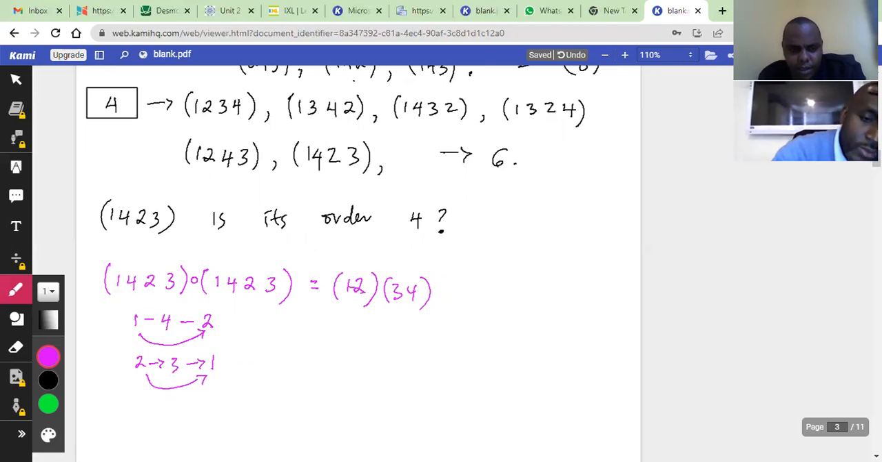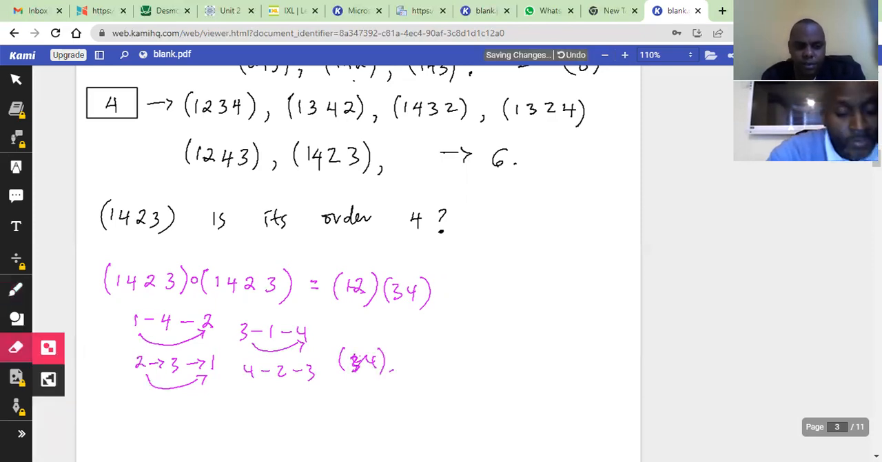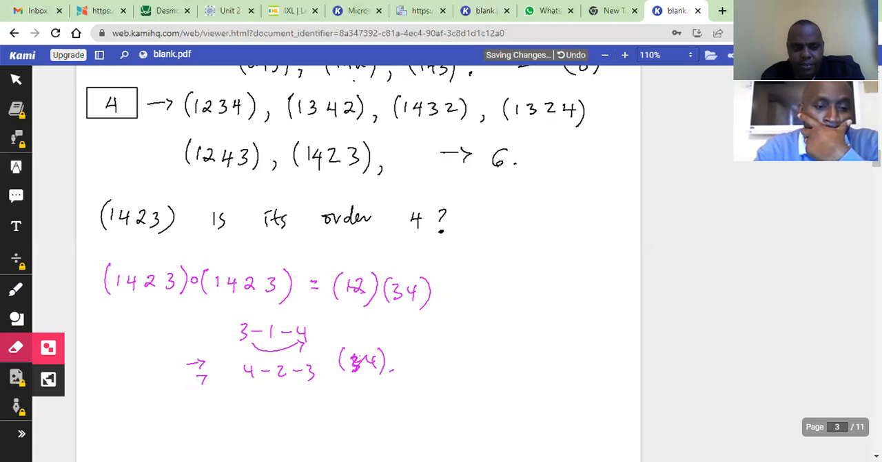And then we ask ourselves about 3. 3 goes to 1 in the first one, 1 goes to 4 in the second one. So 3 goes to 4. And then we looked at 4. 4 went to 2 in the first one, 2 went to 3 in the second one. So 4 went to 3, and it became a transposition, 3, 4. You've seen it now? Yes. Okay. Thank you. You're welcome.